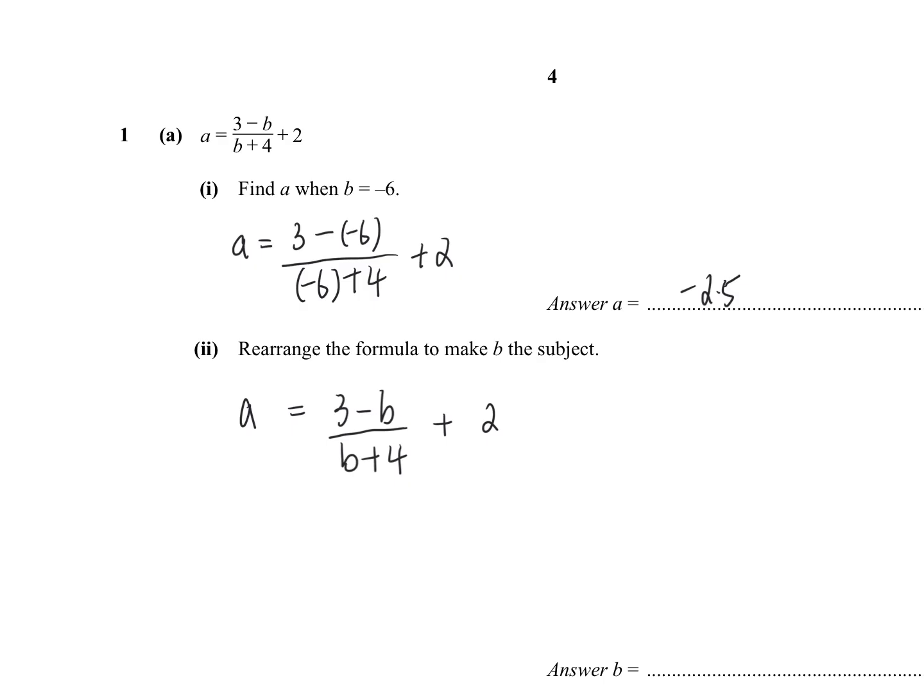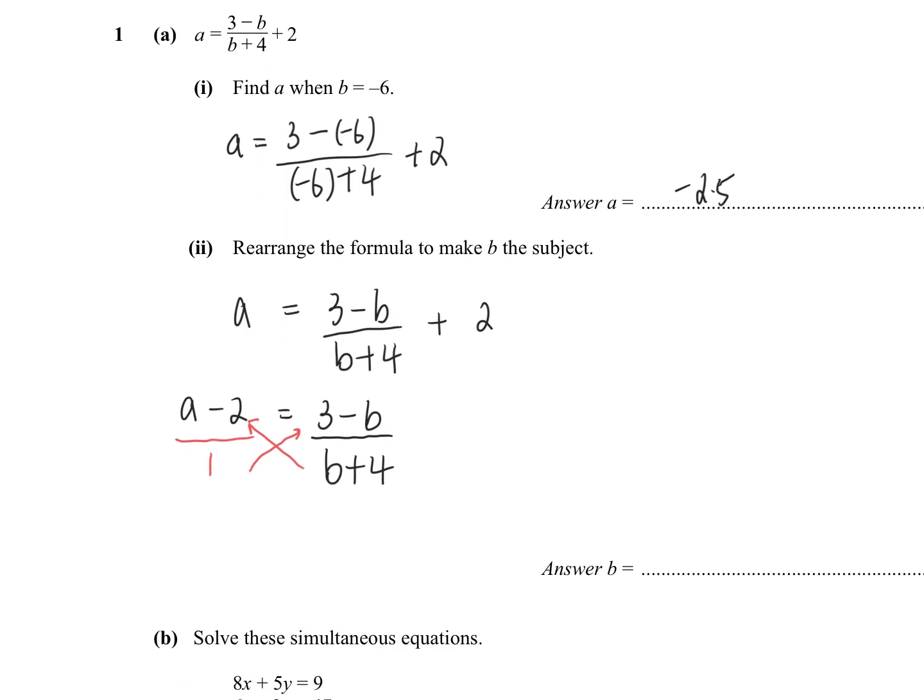Test. Okay, finally. Okay, so before you want to do that, you might want to bring the 2 over first. So once you bring the 2 over, then now you can happily cross multiply. So when you cross multiply, make sure you multiply the terms out properly. So A times B is AB, 4A, negative 2B, and then minus 8.